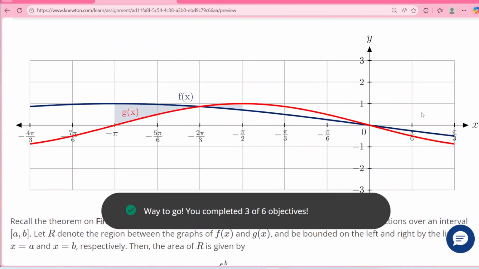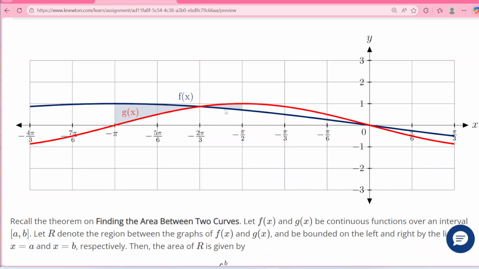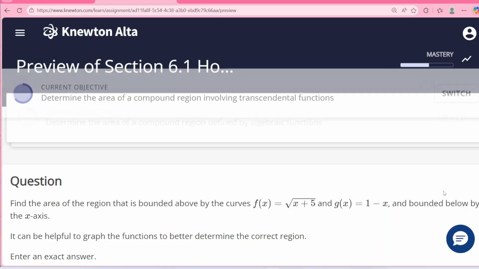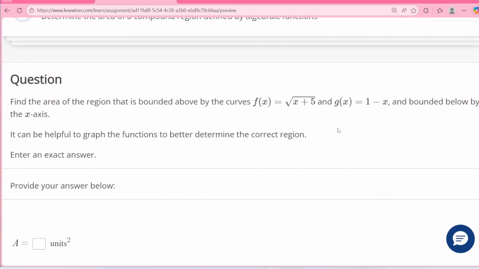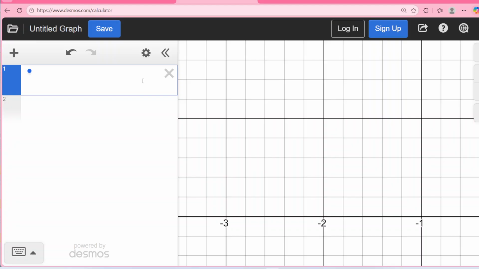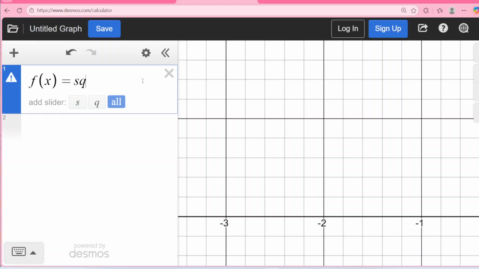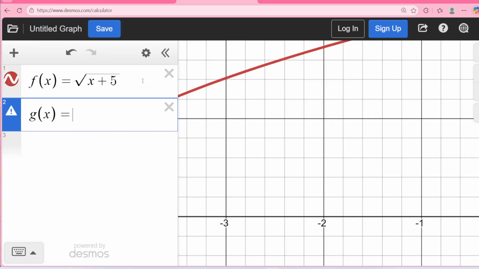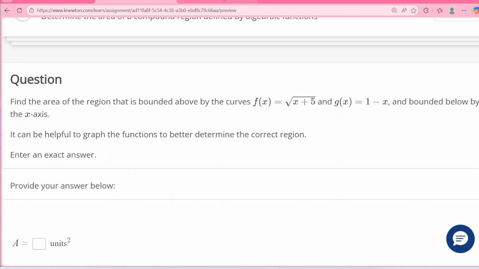Okay, so again, they show you a little bow tie picture there, like you saw in Desmos. Again, I didn't shade anything, but figure out where they meet, figure out where they cross. All right, so this is pretty similar, where you got to pay attention to the words bounded above and bounded below. So again, if I look at these two graphs, I'll just draw them in Desmos here. So again, f of x was the square root of x plus 5 inside. G of x is some line, 1 minus x.